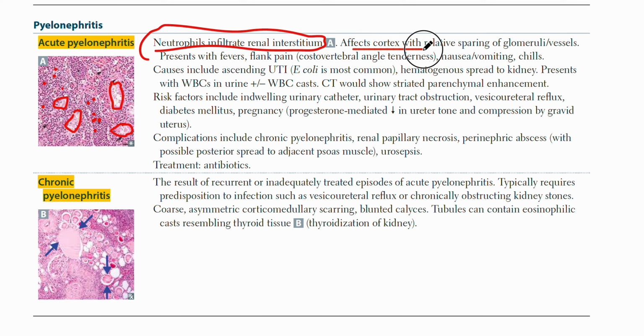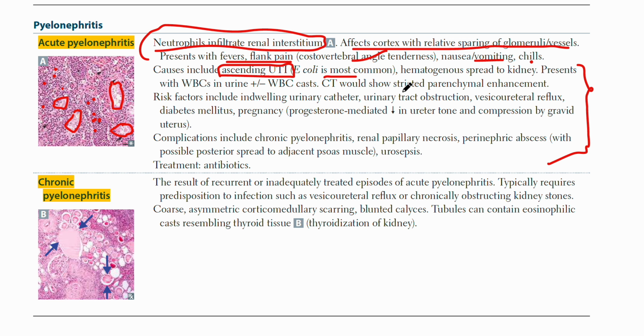So it affects the cortex with relative sparing of glomeruli and vessels. It presents with fevers, flank pain, that is costovertebral angle tenderness, and also nausea, vomiting, chills. The causes include ascending UTI, that is the UTI is going up from the urethra to the kidney. E. coli is the most common. Hematogenous spread to the kidney can also occur, and it presents with WBCs in urine with or without WBC casts.